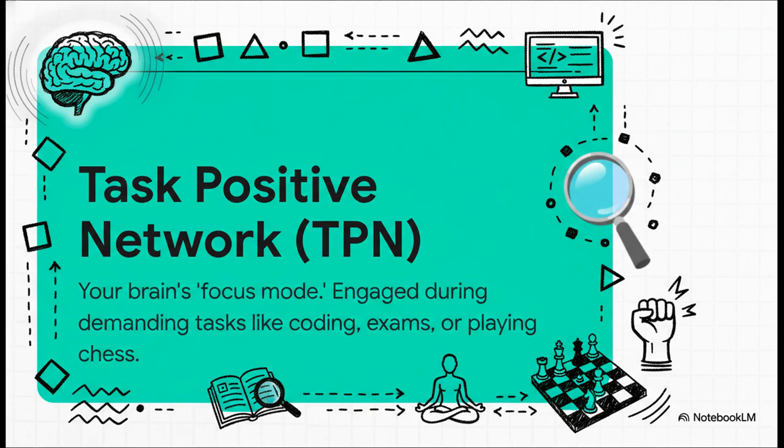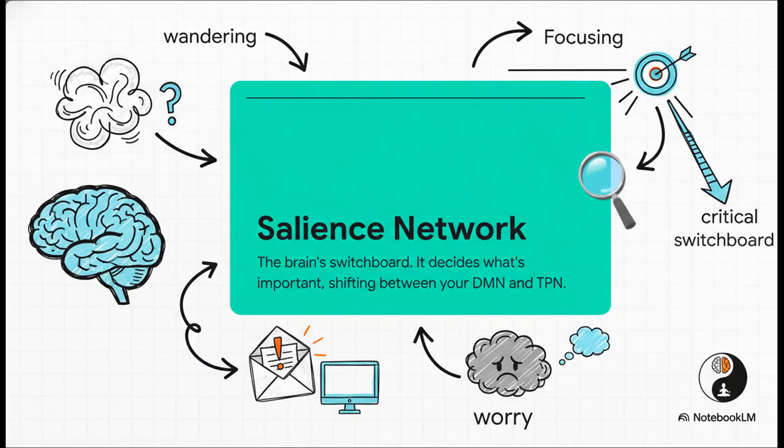So, on the flip side of that, you've got the task positive network, or TPN. This is your brain's focus mode. This is what's engaged when you're doing deep work, coding, studying for an exam, playing a complex game. But here's the catch. If you try to brute force it for too long, it leads directly to stress and, you guessed it, burnout.